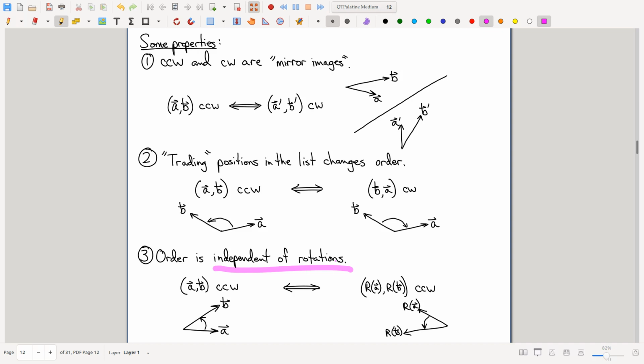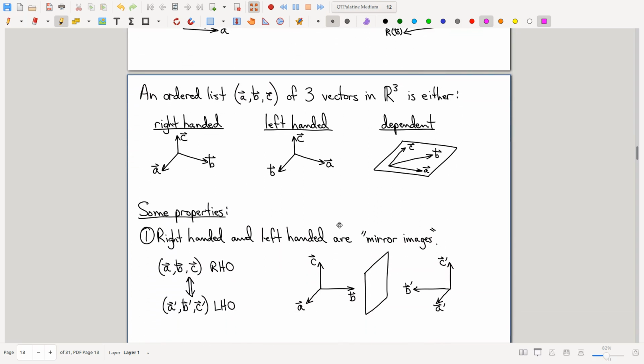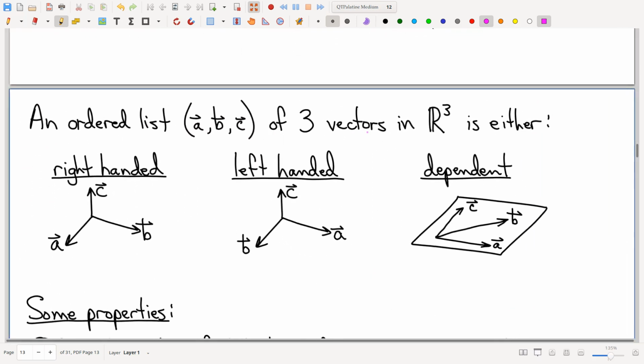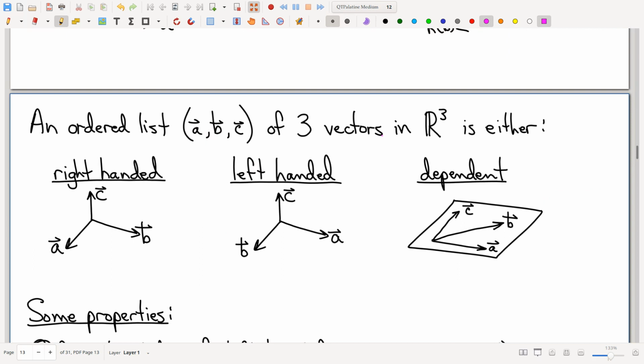All right. Now this is a lovely segue into a more sophisticated idea. And that is, what is the analogous version of this if I have three vectors in three dimensions? Is there a clockwise, counterclockwise kind of concept there? Well, yes, there is. There are different ways to think about it. The easiest way, I think, is based on human hands.